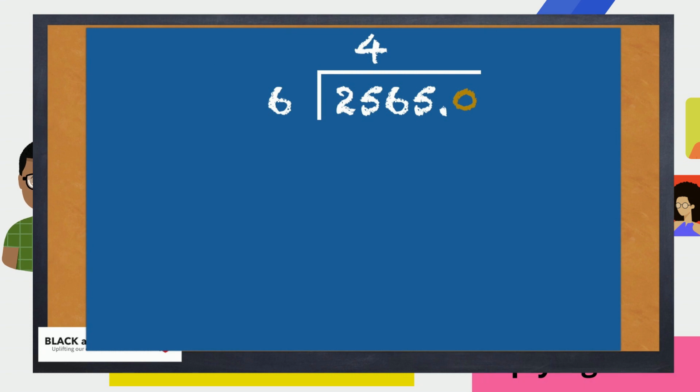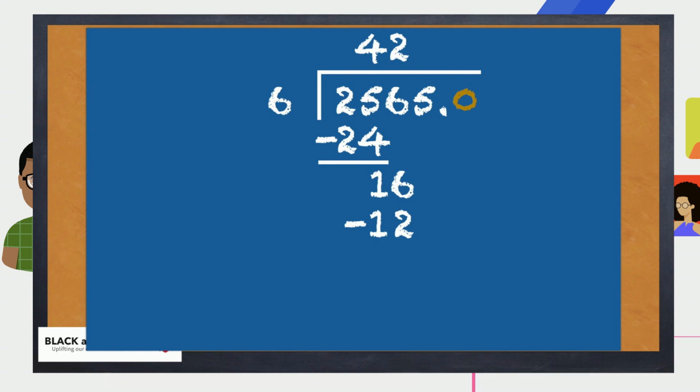Now I have to figure out how many times 6 goes into 25. It goes in 4 times. 6 times 4 is 24. I subtract 24 from 25. I get my 1, and I'm dividing as usual. I bring down my 16. How many times does 6 go into 16? It goes in 2 times. 6 times 2 is 12. I'll go ahead and subtract 12 from 16. That's going to give me 4.